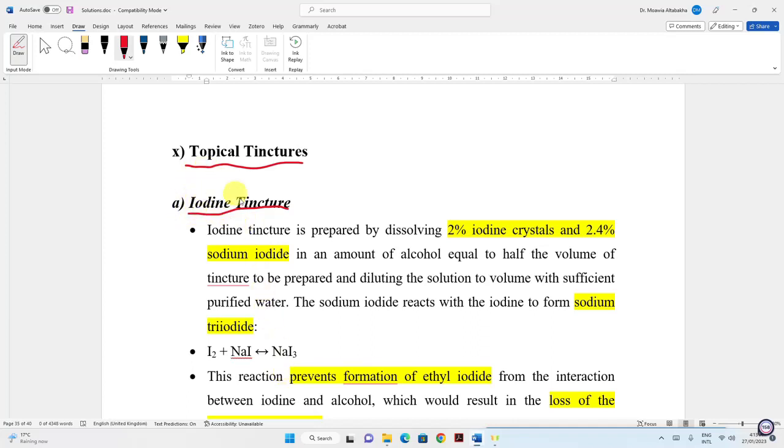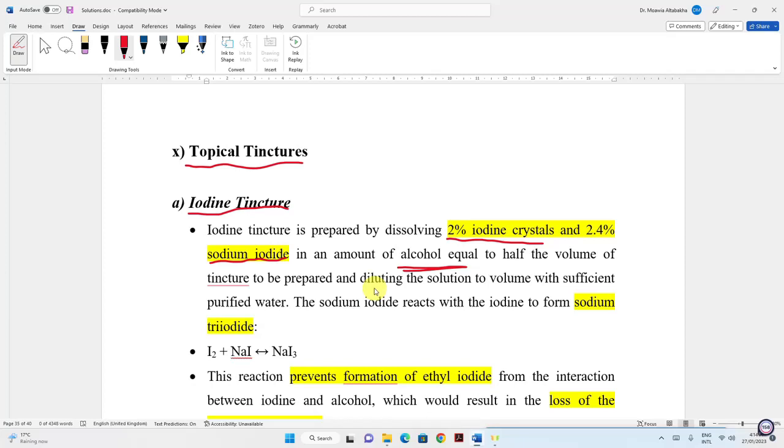Iodine is a chemical here. It's an alcoholic preparation containing 2% iodine and 2.4% sodium iodide. It's like potassium iodide. Here we have sodium iodide. If you remember, we said if we want to dissolve iodine in water, it will not dissolve well, and that's why we need sodium iodide. But we don't have this problem here if we are going to put it in alcohol.